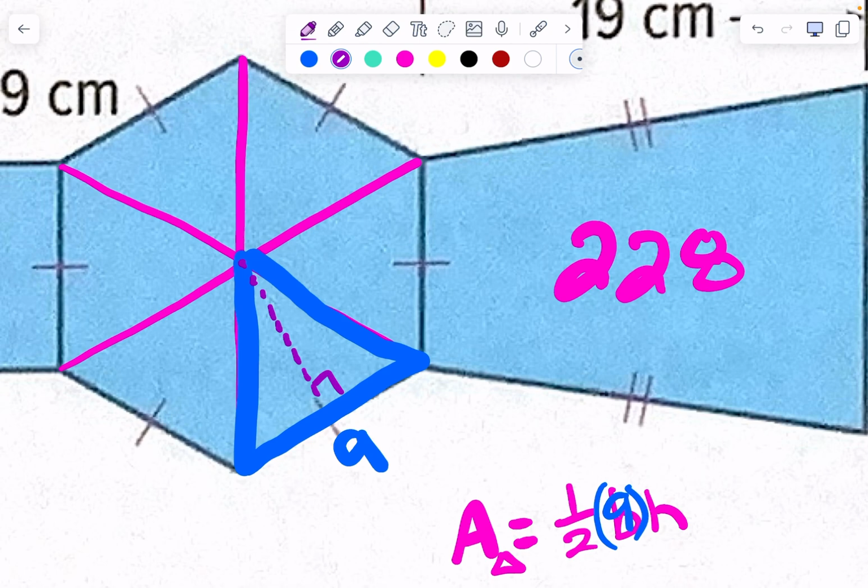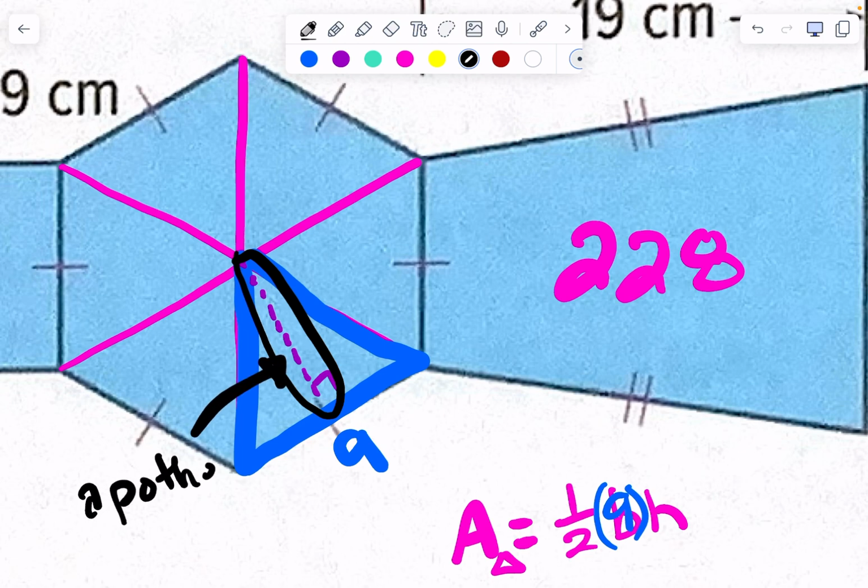This is the hard part, knowing what that thing is. Now, there are vocabulary words to this. Are you ready? This thing right here, this little post that goes down the center, that is called an apothem. A-P-O-T-H-E-M. It's like the height of each one of your triangles. It's called an apothem, okay? So that's how that works.